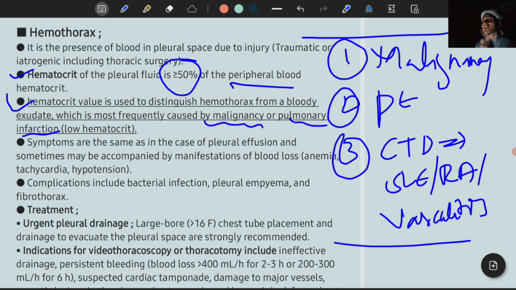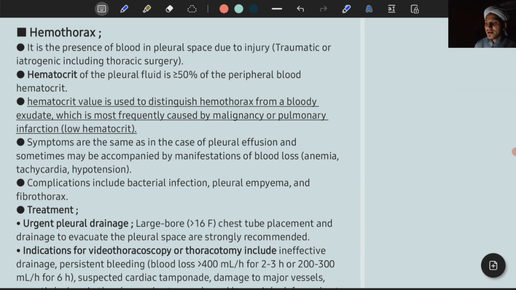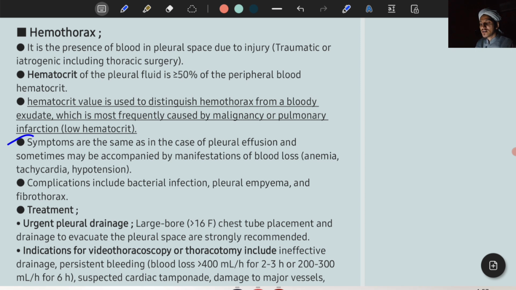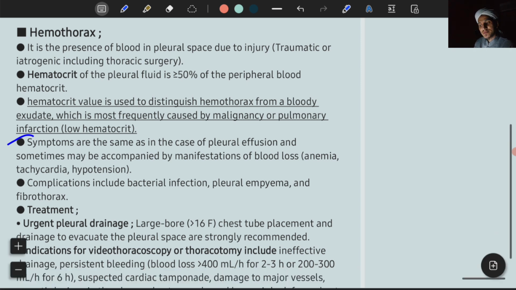True hemothorax you will see in injury to the chest wall. Symptoms are the same as in pleural effusion: breathlessness or chest pain, and sometimes manifestations of blood loss because there is bleeding. So there can be anemia, tachycardia and hypotension because of volume loss, along with breathlessness and pleuritic pain.